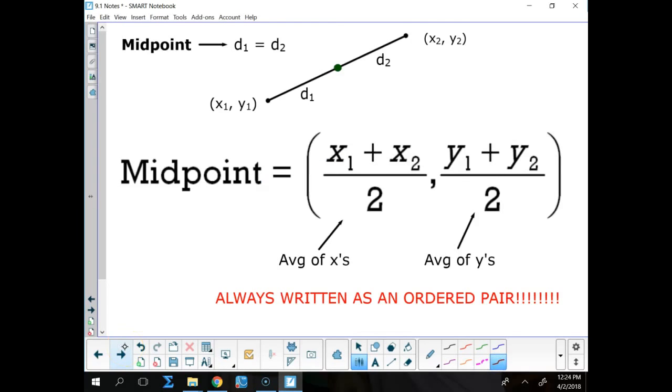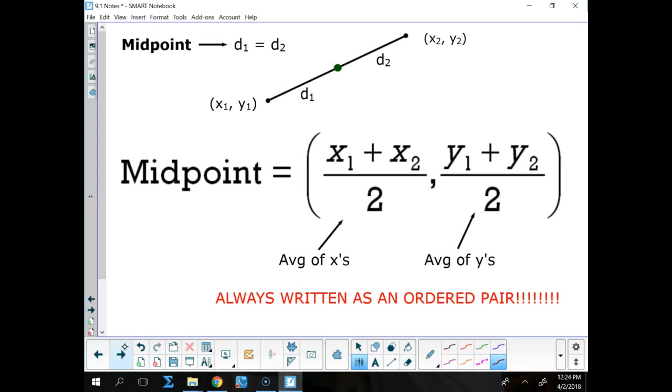Let's hit up midpoint. Okay? Midpoint, also you have seen. But what the midpoint is, it is the point that is in the middle of two other points. It bisects the segment. Okay? It cuts the segment into two. And what you do is you take the x values, add them together, divide by 2. Take the y values, add them together, divide by 2. Okay?